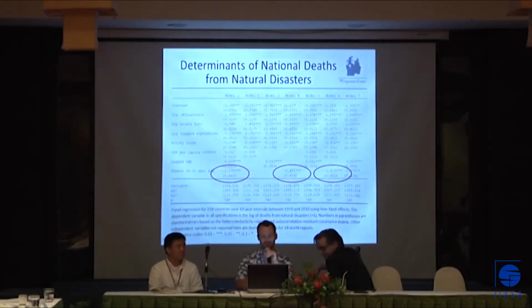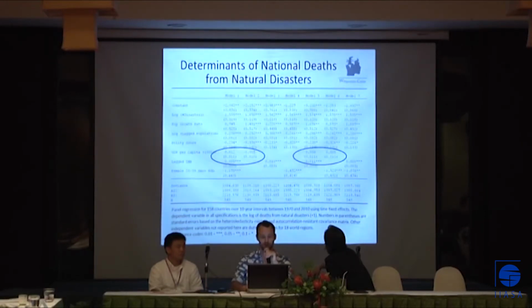And so I present different models where I take different combinations of these 3 variables at a time. And as you can see here, the female education variable is found to be significant in all specifications, highly significant actually, whereas the income variable is not significant in any of these.